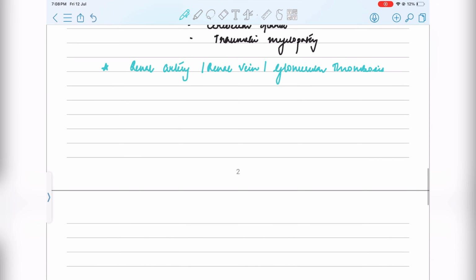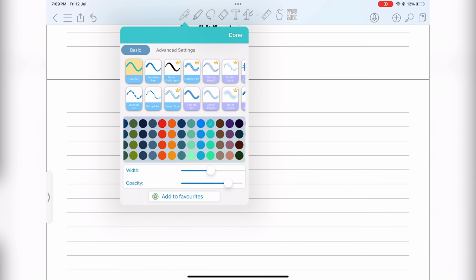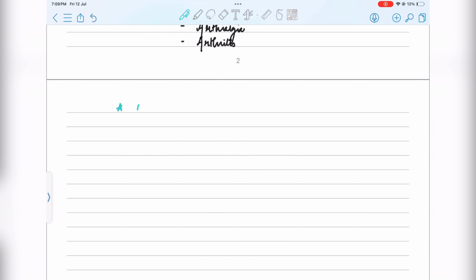Patient can also present to us with involvement of renal artery, renal vein. There could be involvement of kidneys, glomerular thrombosis. Patient may also have musculoskeletal manifestations like arthralgia and arthritis.